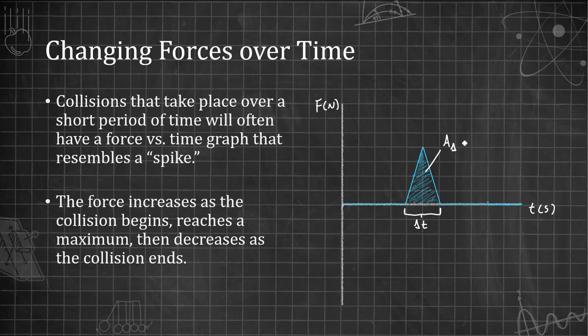So if we wanted to look at calculating the area of something like this, we would just recognize that this is a triangle, and we can do area of a triangle as 1/2 base times height. The base is going to be delta t, and the height here is going to be the maximum force that is exerted on the object during the collision. So writing this out, the area is 1/2 F max multiplied by delta t. And once again, that is equal to the change in momentum delivered by that force, or the impulse delivered by that force.